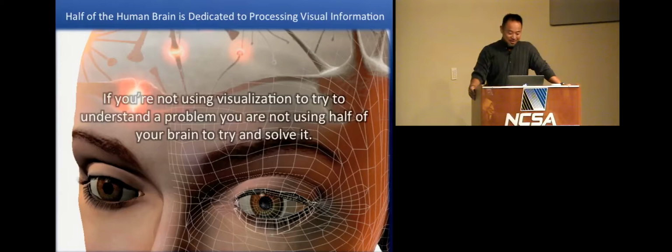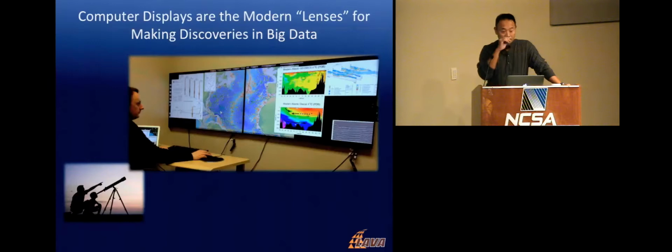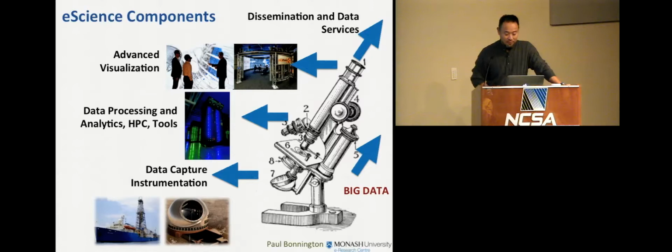So let's go out there and do some visualization. When we were growing up as kids in science class, and we were looking at specimens under the microscope, right? The microscope was the lens through which we understood science. Or the telescope, right? Today, these modern lenses are our computer displays. Everything is ending up on the computer, gathered from sensors, processed on supercomputers so that we can look at it. And there's a great picture by Paul Bonington at Monash University that has the same analogy where you have the traditional microscope.